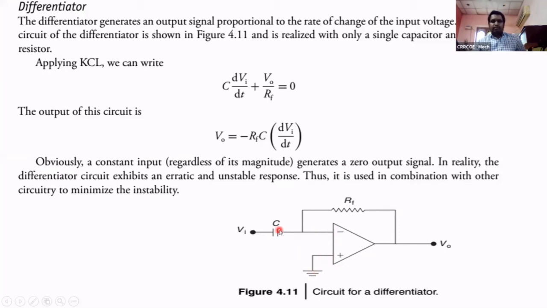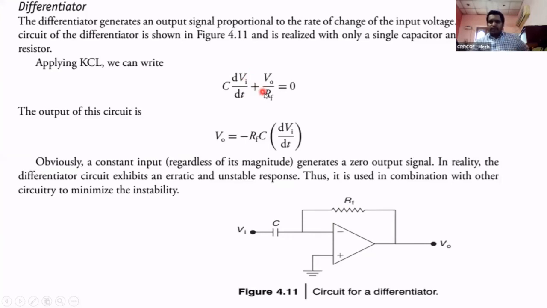Now see this. According to Kirchhoff's law, the sum of currents is the same here and here. The summation is 0. So the equation is C, capacitance, into dVin by dt, the differentiation of the input voltage with respect to time, plus V0 minus Vs by Rf. Already Vs is 0, you know that. So V0 by Rf. Actually I1 is equal to I2.